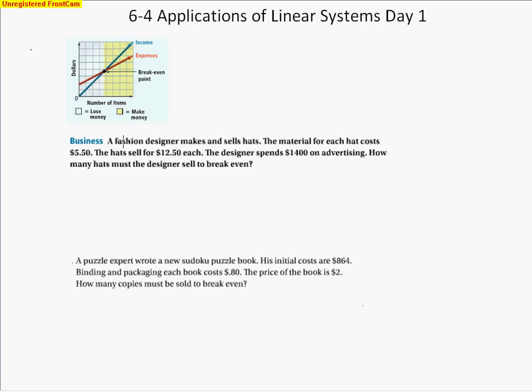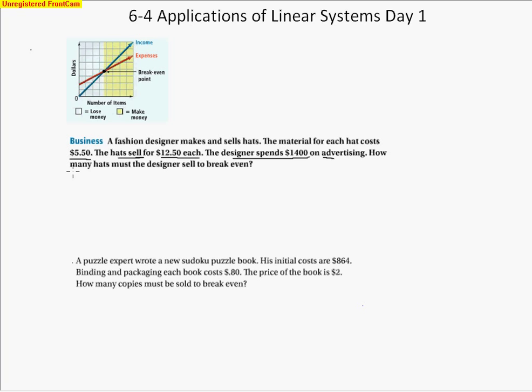So let's take a look at a problem here. It says a fashion designer makes and sells hats, and the material for each hat costs $5.50. The hat sells for $12.50 each, and the designer spends a total of $1,400 on advertising. Okay, so what we want to do is write two equations: an income equation and an expense equation.